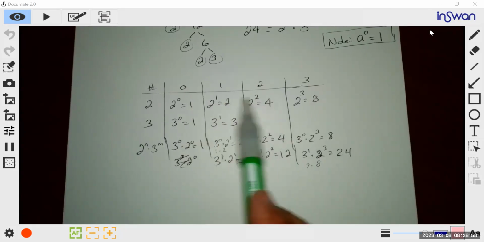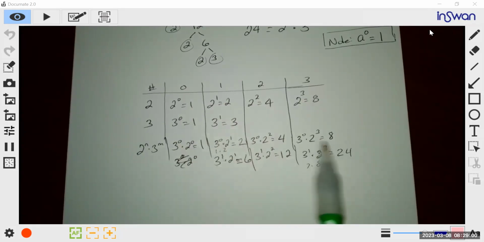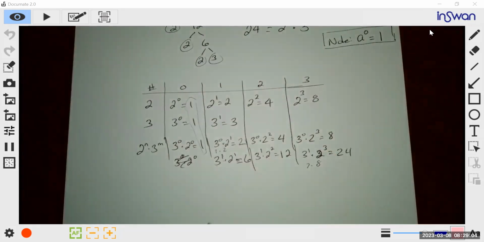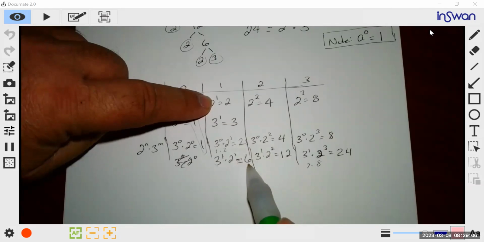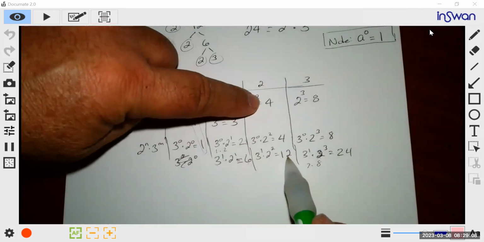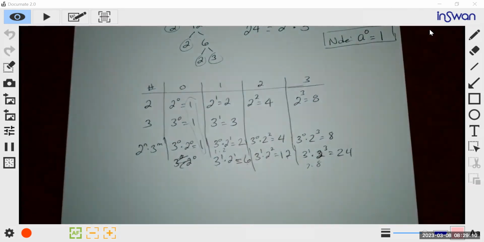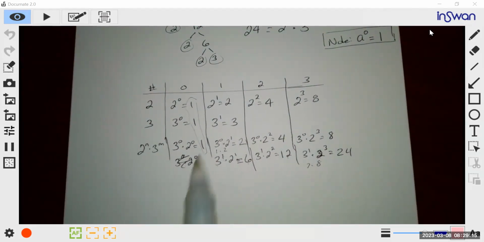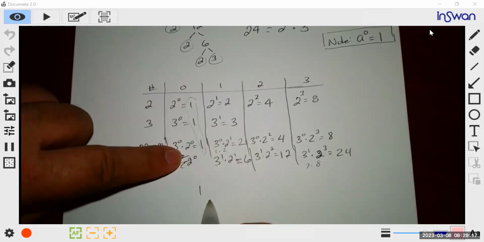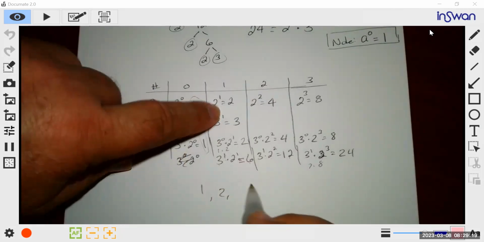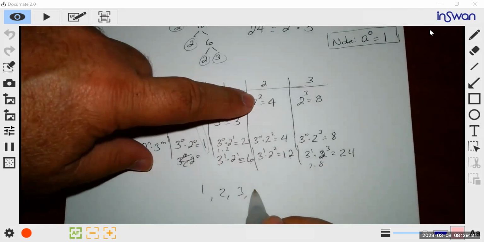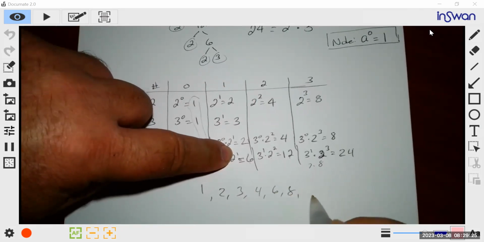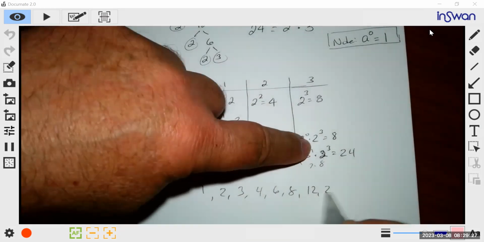So we have 1, 2, 3, 4, 5, 6, 7, 8, 9, 10. 10 different combinations, but all of these are the same. That was the same. That was okay. That one's okay. These are the same. So we can determine how many we have. These are all the different combinations, but the only possible factors we have are 1, 2, 3, 4, 6, 8, 12, and 24.